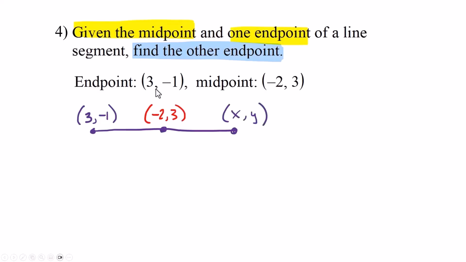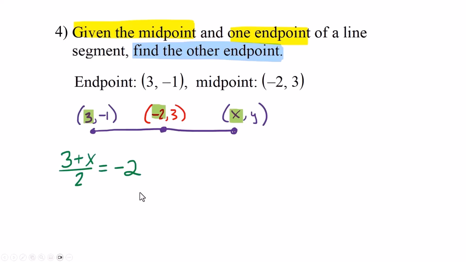I have the endpoint 3, negative 1. I'm not putting this on graph paper. I'm just drawing myself a little helping picture. I know that the middle is negative 2 and 3. And what I don't know is what the other endpoint was that they used to come up with this answer. So I do know that these are my x coordinates. These two things added together and divided by 2 came up with an answer of negative 2.